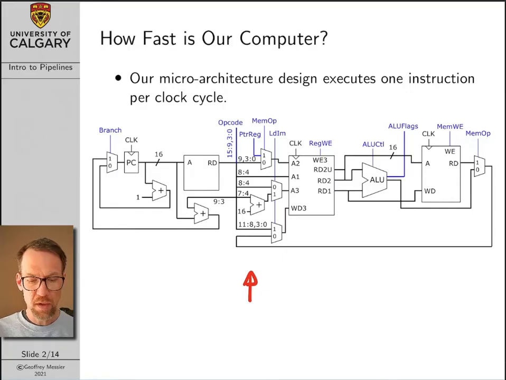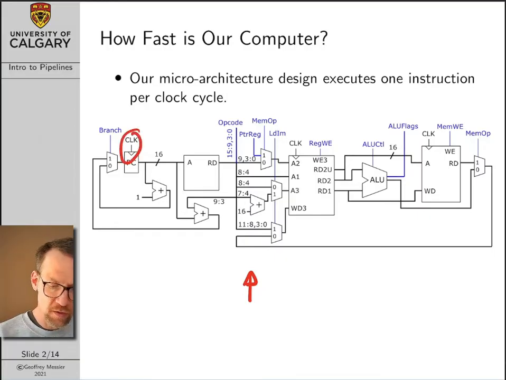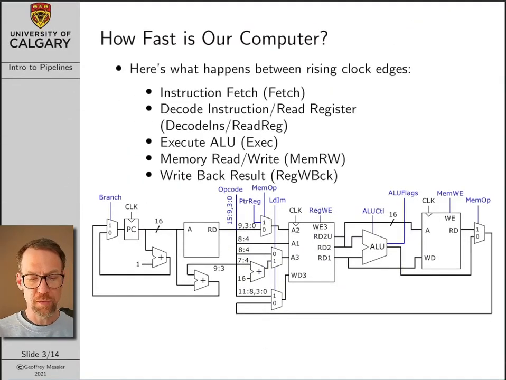So to start out with, we've already seen in our discussion of microarchitecture design that this design executes one instruction per clock cycle. And so we've got clock inputs here and here. To better understand this, and it's going to be particularly useful for our pipeline discussion, I think it's useful to divide what happens in our microarchitecture during each clock cycle into a series of sections or segments.